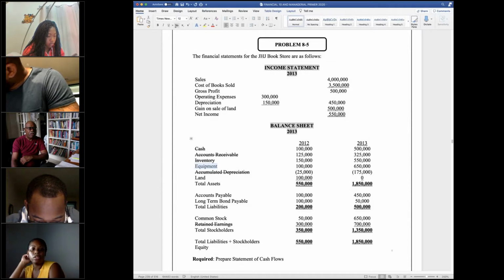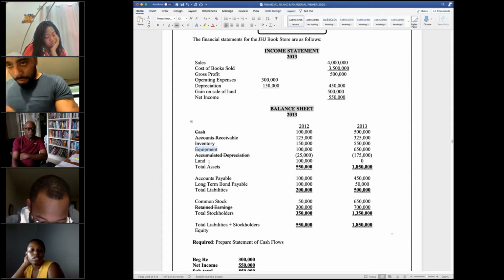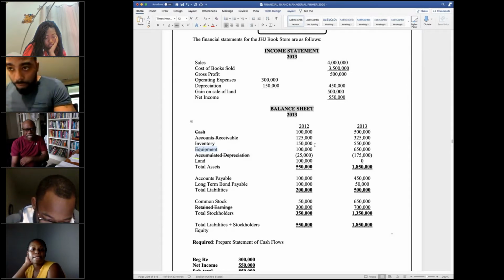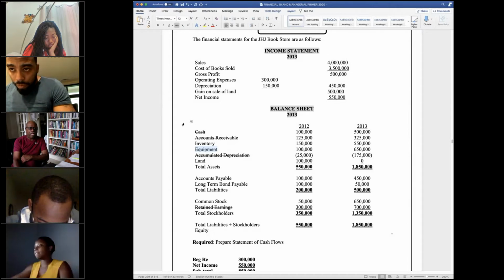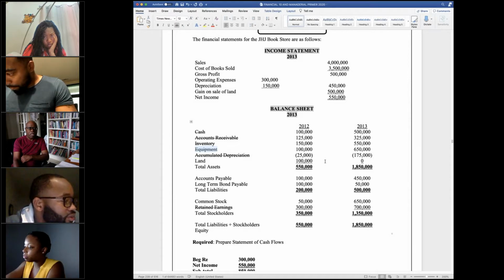So what do we do? Land. What did land do? It went down by 100,000. So that means that cash went up. It's a source of cash. And we can calculate the amount. If the gain on the sale was 500 and it cost us 100, we must have gotten $600,000 in cash.